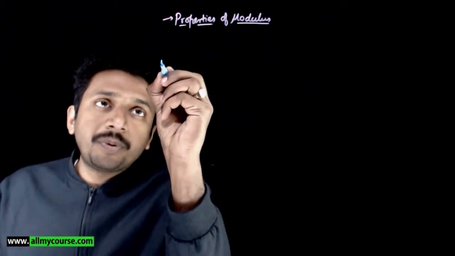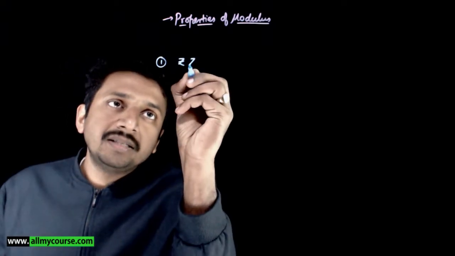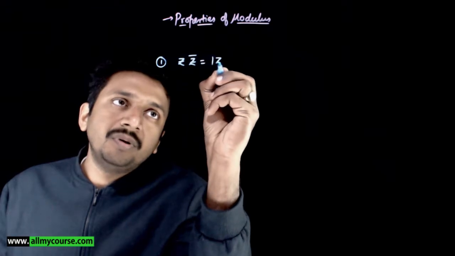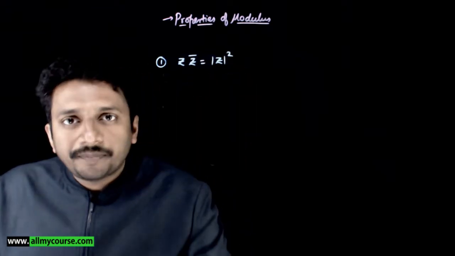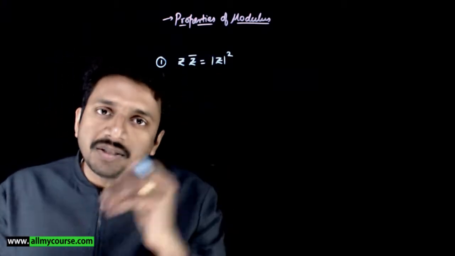So welcome students. In this video, we are going to look at the properties of modulus. So let us start with the most important properties and go one by one. The first property of modulus, and the most important one, is z times z conjugate, that is z into z bar, is equal to mod z whole square. If you multiply z and z bar, you get mod z whole square.